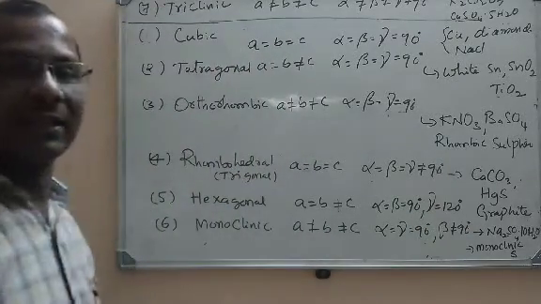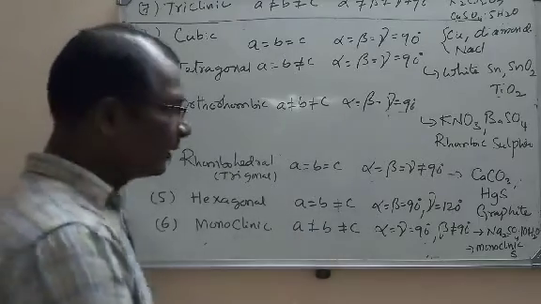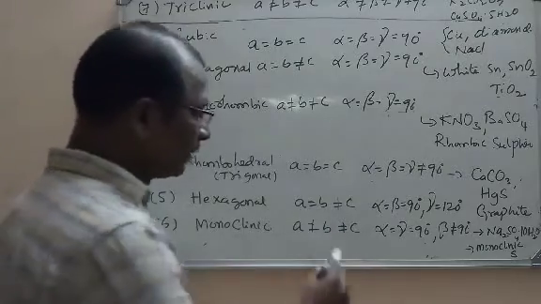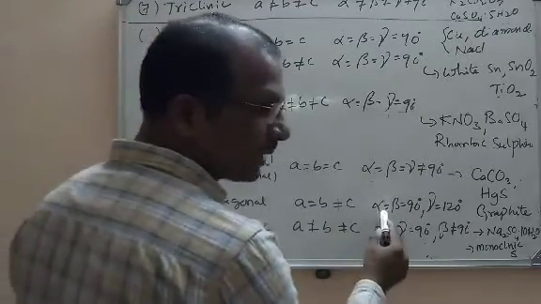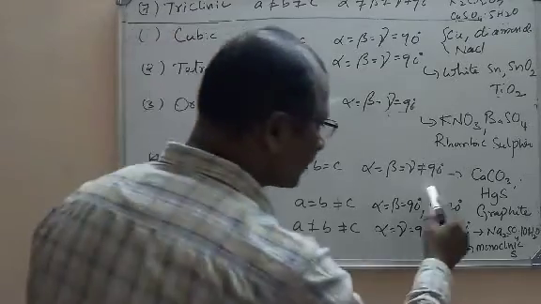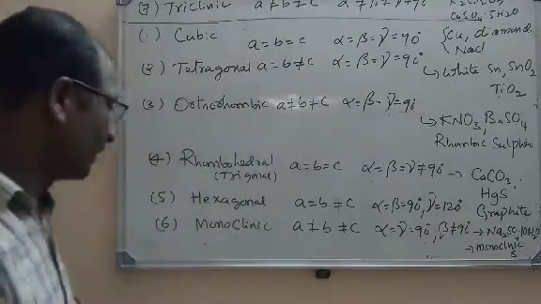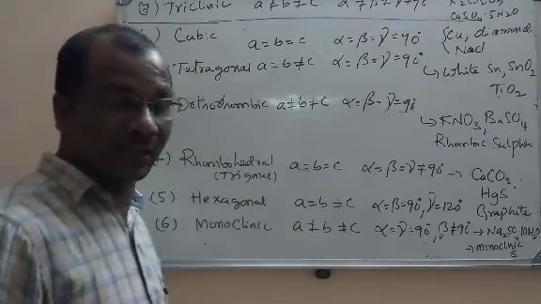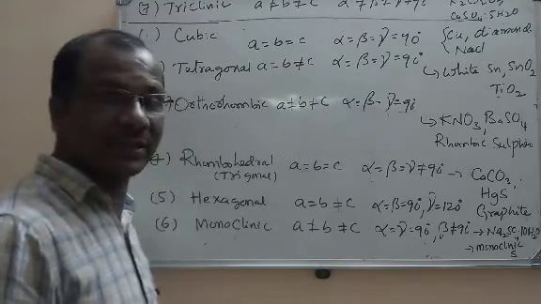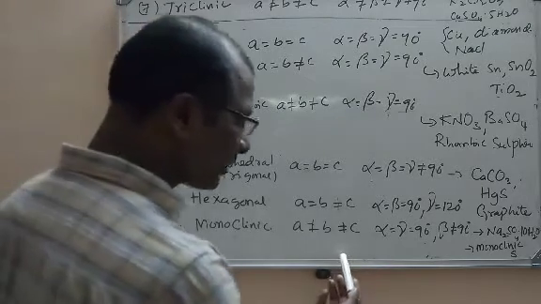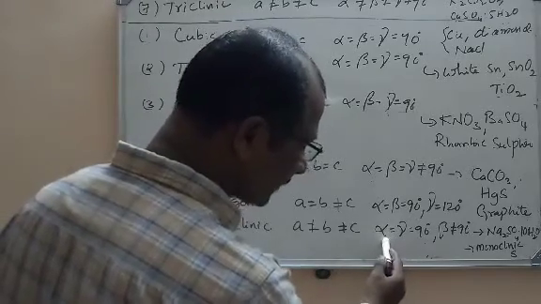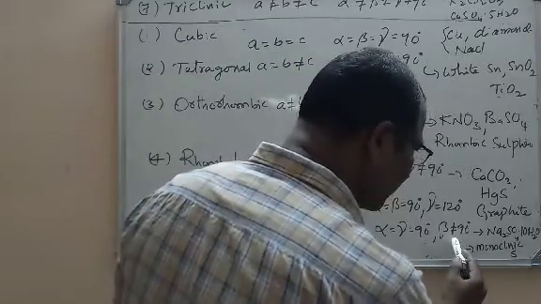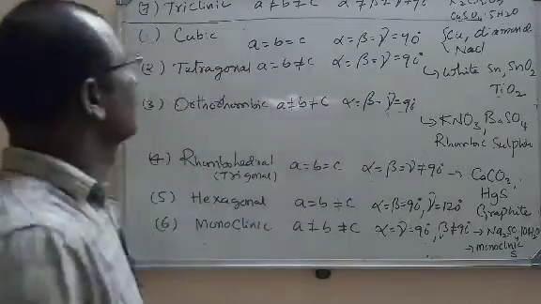In hexagonal, two edge lengths a and b are same, and c is other than a and b. a, b same and c is different, but alpha, beta, two angles are equal to 90 degrees and gamma is equal to 120 degrees. In monoclinic, three edge lengths are different. a is not equal to b is not equal to c, and alpha is equal to gamma is equal to 90, but beta is not equal to 90.